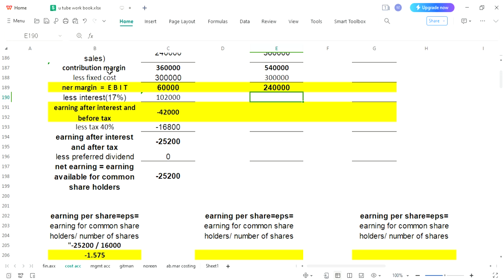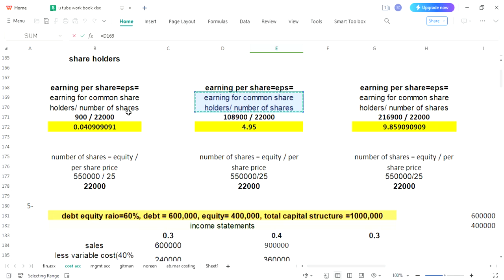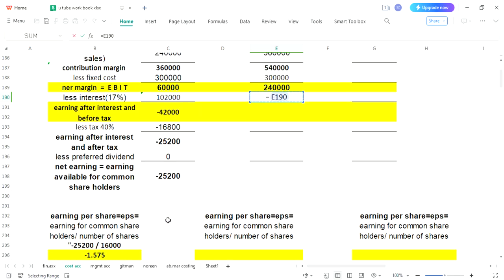Now interest would be calculated. As you know, our capital structure has been changed and our debt is 6 lakh. So just put 6 lakh over here, and you will calculate its interest. Rate is given as 17%. So multiply by 17 by 100, we have got our amount of interest. Now earning after interest can be calculated by subtracting interest from previous earning. 240,000 earning before interest, subtract interest to get your earning after interest.